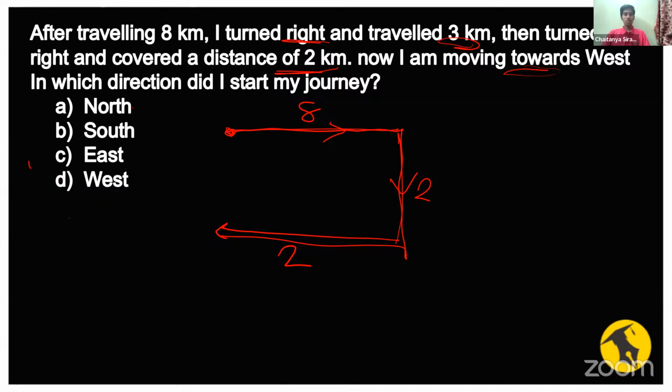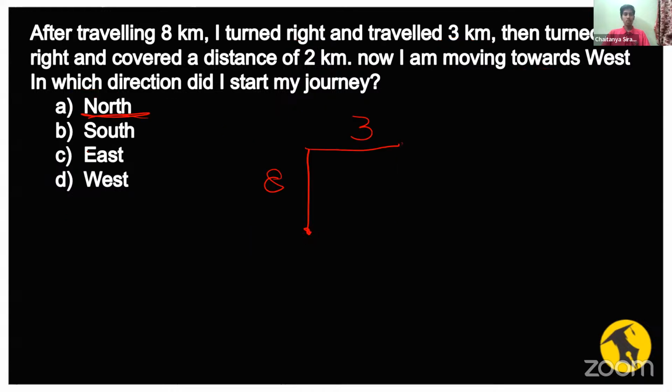Yeah. So another way which you could have done is you can take option-wise. So let's say I take option A, north. So I'm starting my journey towards north. I travel 8 kilometers, then I take a right turn and travel 3 kilometers, and then I turn right again and travel 2 kilometers. Now I am facing south, but the question says I am facing west. So this is a wrong option. This is a fairly easier way, but it is more time consuming. The one which I told earlier was a little complex, but easy to understand. It was complex, but time saving.